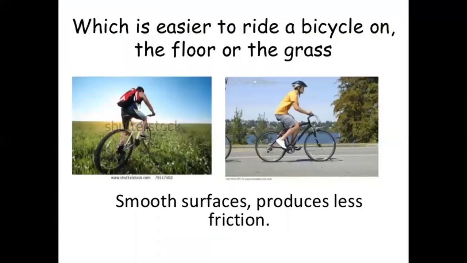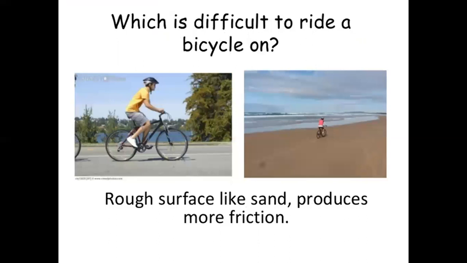Which is easier to ride a bicycle on, the floor or the grass? Easy to ride means which one has more motion. So the floor is easier than the grass. So the smooth surfaces produce less friction and more movement. Which is difficult to ride a bicycle on? A rough surface like sand will produce more friction and less motion.